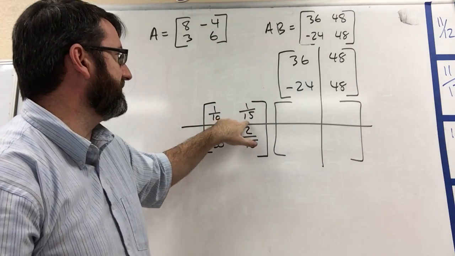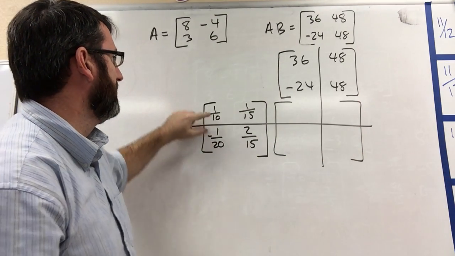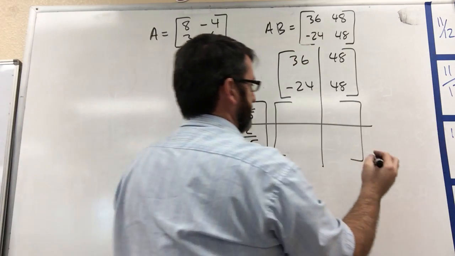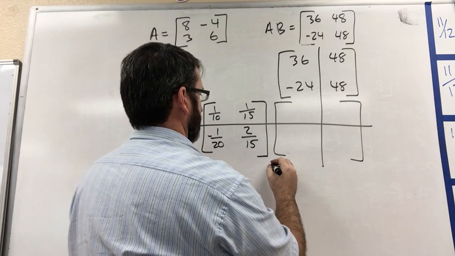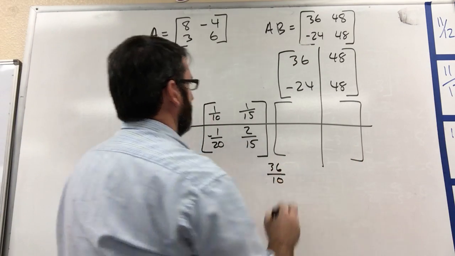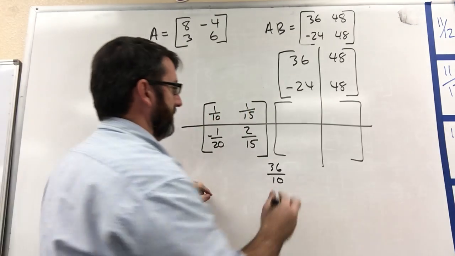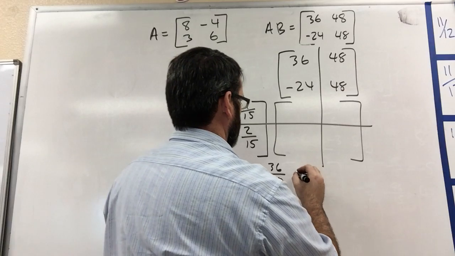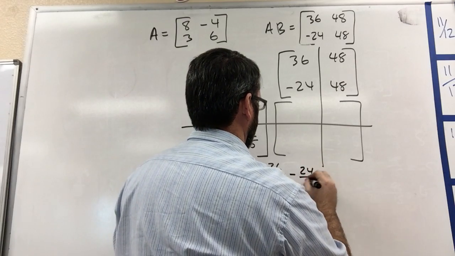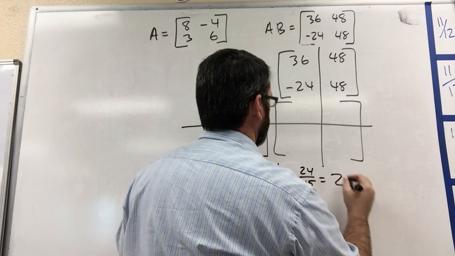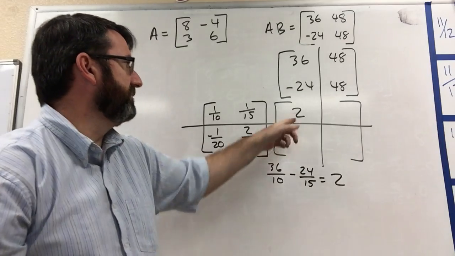We need to multiply this row times this column. So 1/10 times 36. So that's 36 over 10 plus 1/15 times negative 24. So that's minus 24 over 15. And that's going to equal 2. So we get 2 right there.